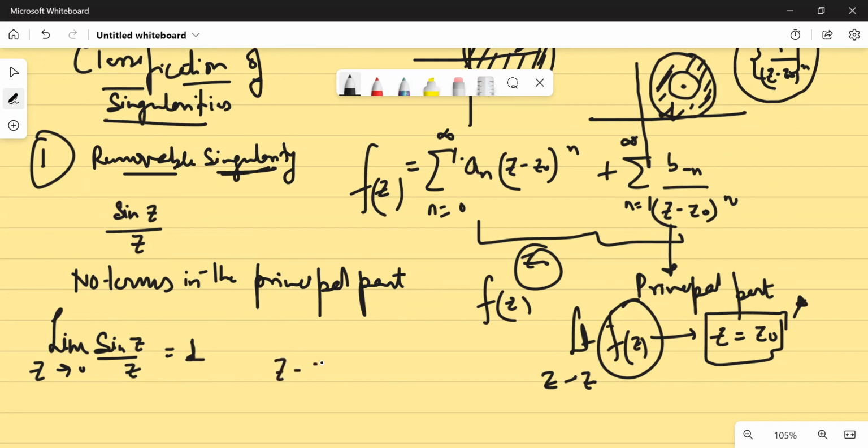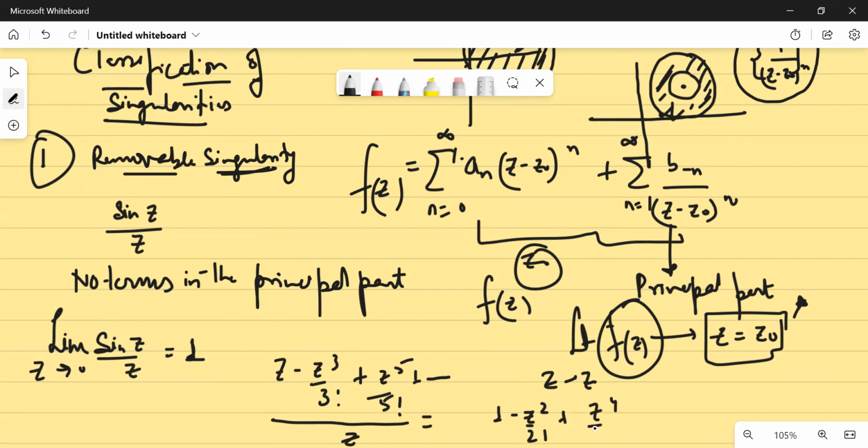Either you go this way, or I'm saying just expand this in series form. So what will be the series? z minus z cube upon 3 factorial plus z raised to power 5 upon 5 factorial, and so on and so forth, and divide by z. What you will get is, I think, 1 minus z square upon 2 factorial plus z to the power 4 upon 5 factorial, and so on and so forth. So you do not have any principal part term. That is, you do not have any term whose power is negative. The powers are positive, so it is completely regular.